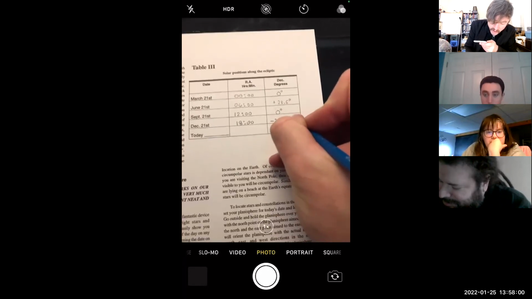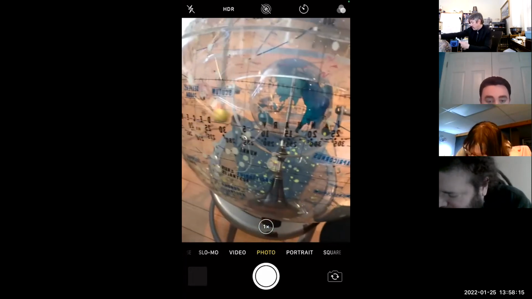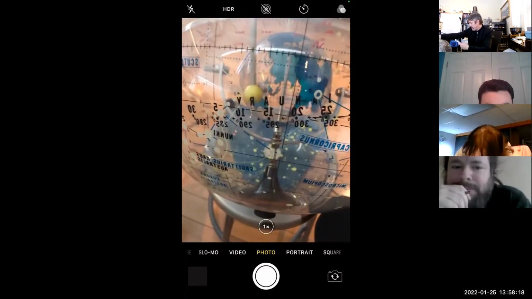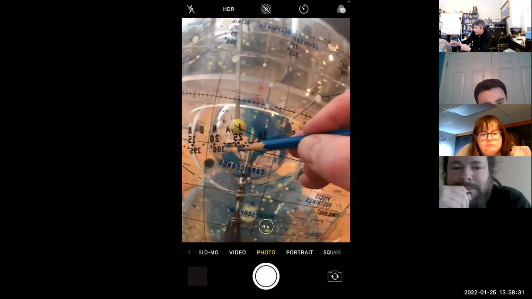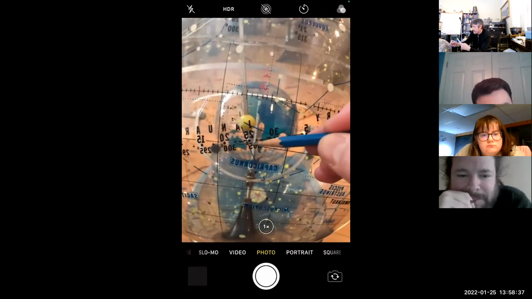Excellent. Now let's humor them and do today's date, and then I want us to do one more after that. So today is January 25, right? Let's see if we can move the sun to that position along the ecliptic here. If we get our parallax right, the sun should appear basically right there. Can you guys tell me what the right ascension and the declination of that point are?